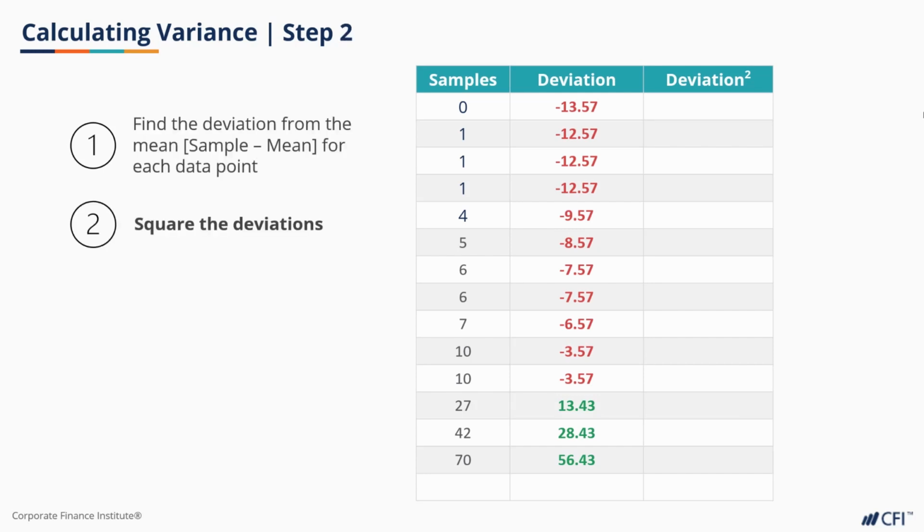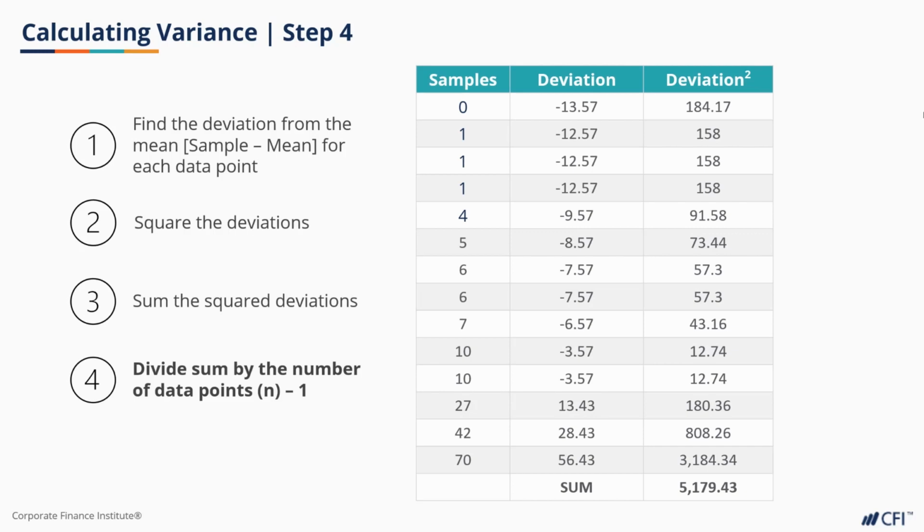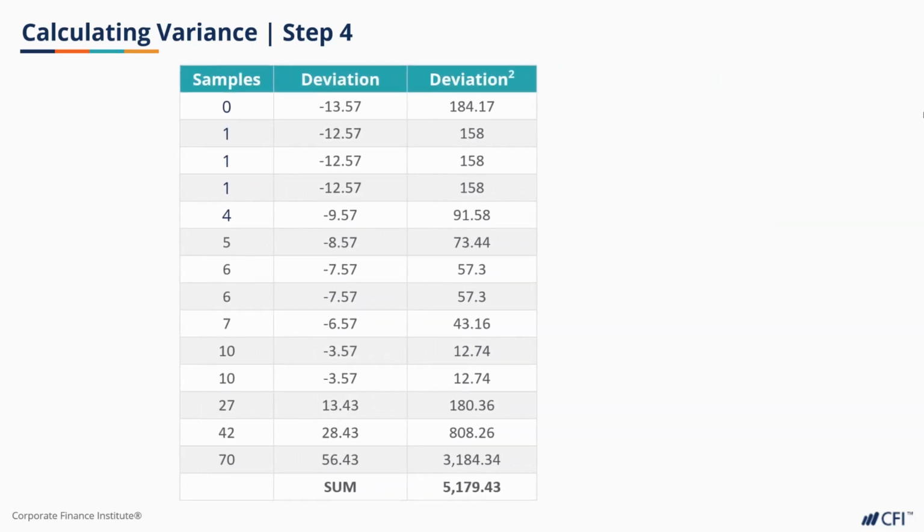For that reason, we insert an extra step of squaring each number. Now all our numbers are positive. We'll then take the sum of these numbers and divide by the number of points we have minus 1. This is our variance, represented by a lowercase sigma squared.